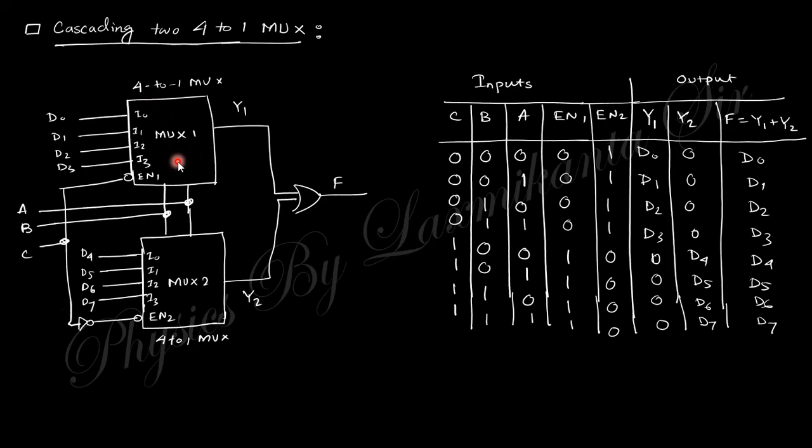Next is cascading of two 4 to 1 multiplexers. If you want to build an 8 to 1 multiplexer using two 4 to 1 multiplexers, you can use the enable, which is actually 0 and 1. When this is 0, the other is 1, and when this is 1, the other is 0. So one 4 to 1 and another 4 to 1. For one you get D0 to D3, and for the other D4 to D7, and they are added up, so finally you obtain the same thing. So using two 4 to 1 multiplexers, you can easily build an 8 to 1 multiplexer.